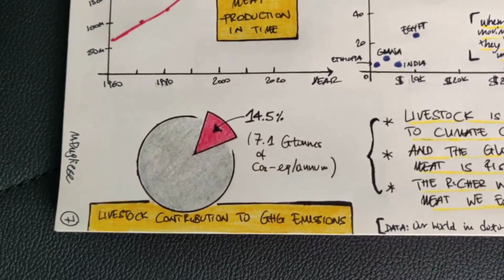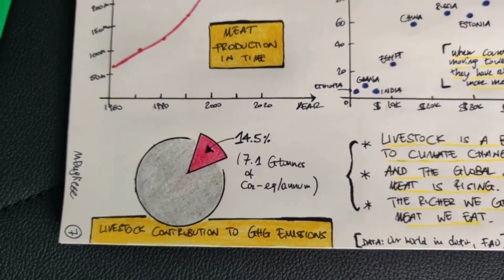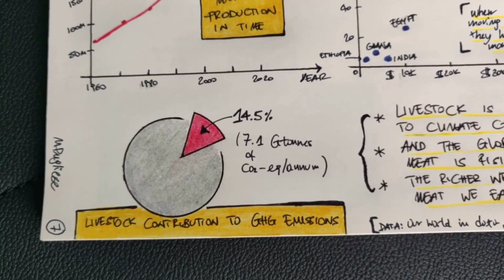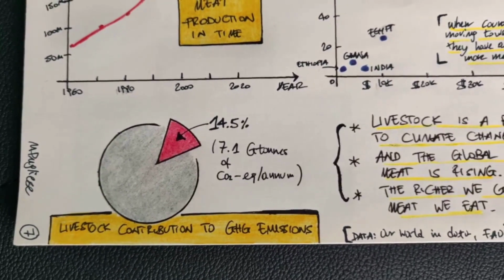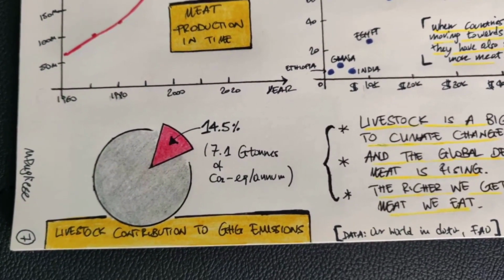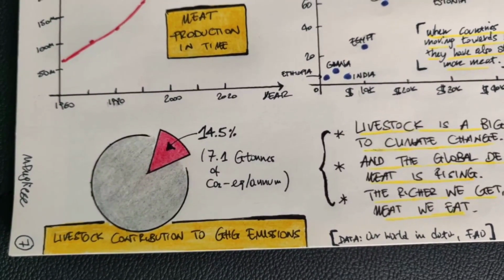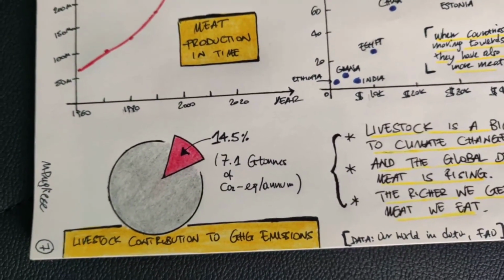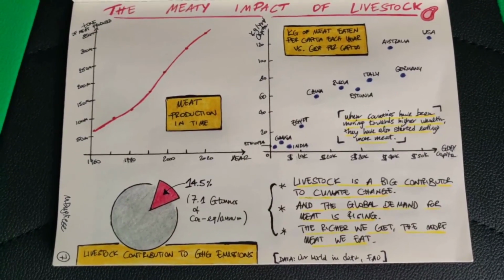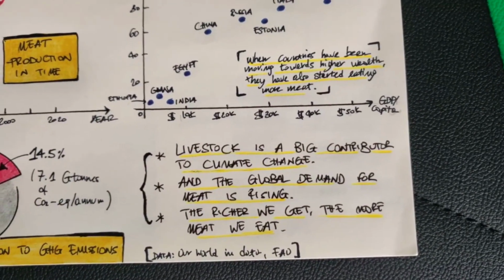Pie chart. Pie charts are either hated or loved, depending on who you are and what you do. But in this case, I thought this is really a good way to display the fact that growing livestock contributes 14.5% to global emissions, which is a fair amount. So livestock is really a big contributor to climate change, and this card contains some words.